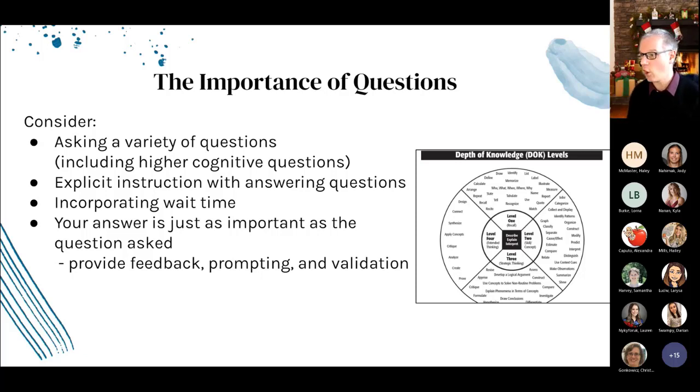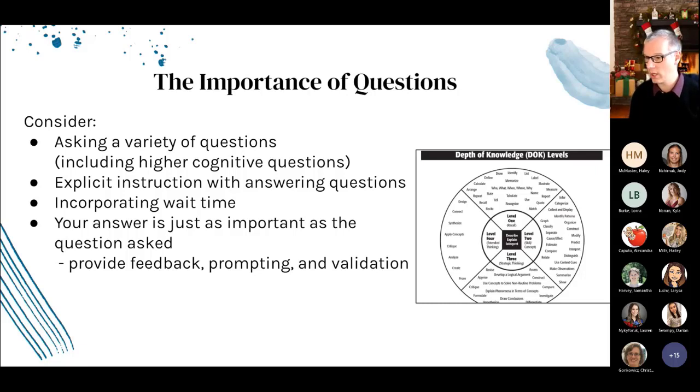stimulates that thinking in all of our students, because if you just give them an easy out, or you always call on that first student that puts up their hand, of course, we're missing out on a lot of learning there, or a lot of thinking processes with the rest of our students. And of course, answering is just as important as asking those questions. So providing the feedback and prompting and the validation of the questions are all really important too.